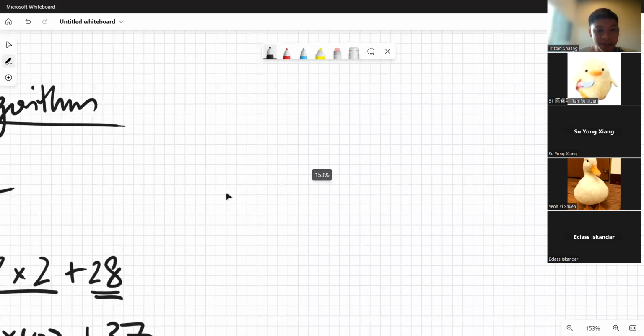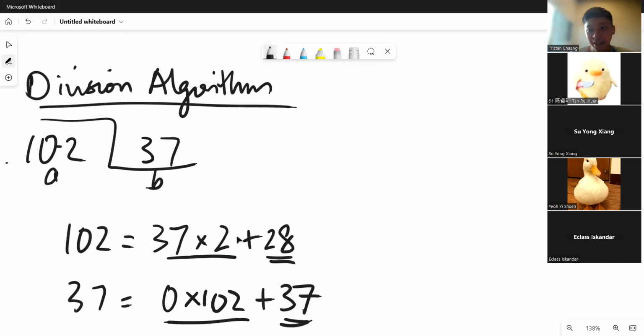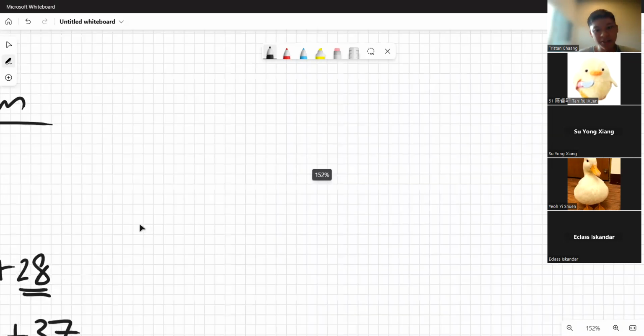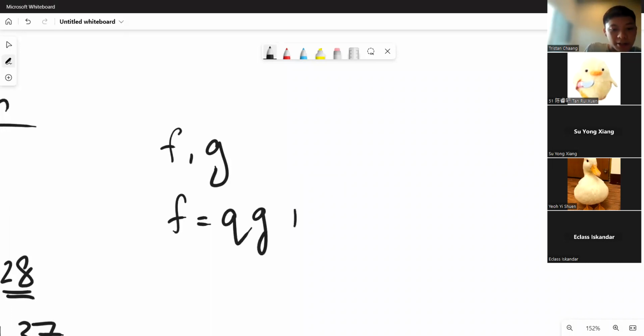The same thing can be said about polynomials, but instead of talking about the actual size of the element, we talk about the degree of the element. So here's how it goes. If f and g are polynomials, I can always write f equals some polynomial times g plus a remainder polynomial. So these are all polynomials.